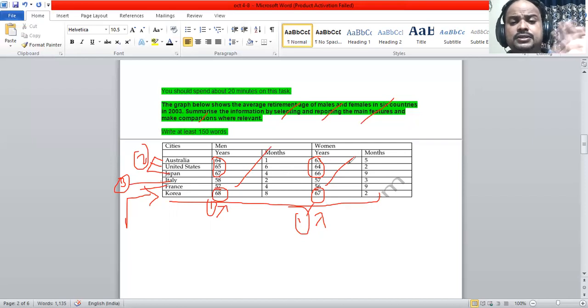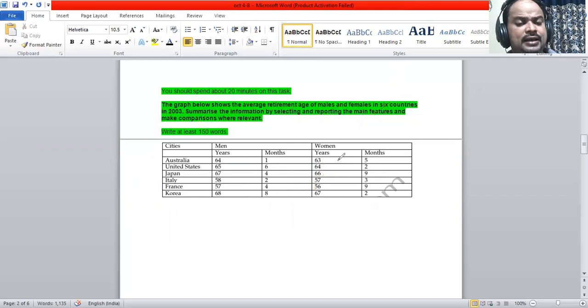So all this main information we have got, and we are going to compare this main information. Right now, I have to frame an introduction, which includes two things. What is the picture?